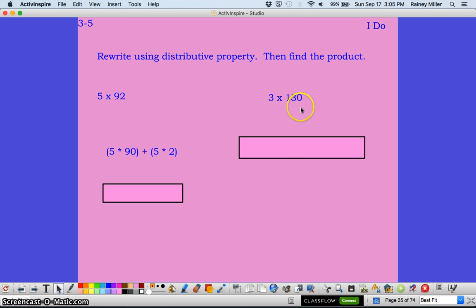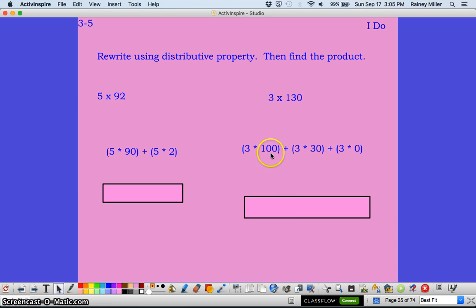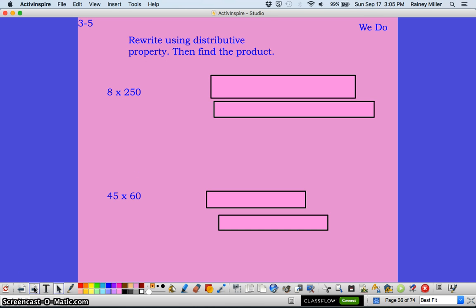Now, 3 times 130. If I were to break that apart, I would have my 3 times 100, which would be 300. I'd have my 3 times 30, which would be 90, and my 3 times 0, which would be 0. So I just did this one in my head: 390, and you're done. So it's a way of going, okay, I can do this in my head versus having to look at it and kind of get freaked out and think, oh my gosh, what am I going to do? So now it's your turn to try it.